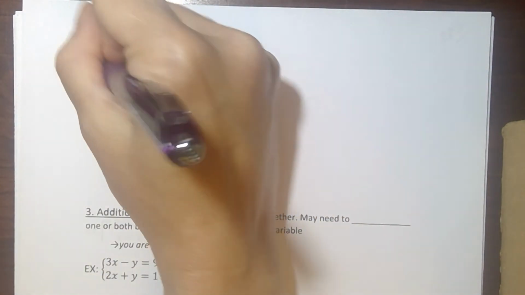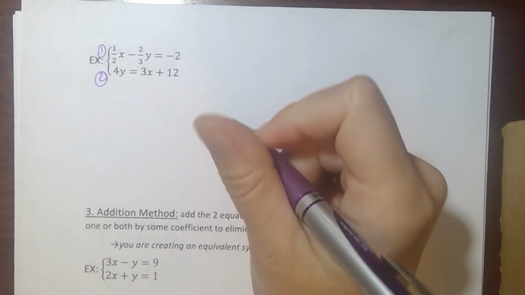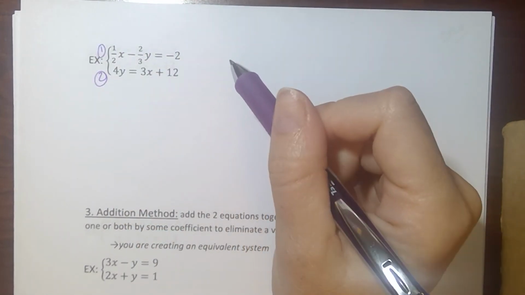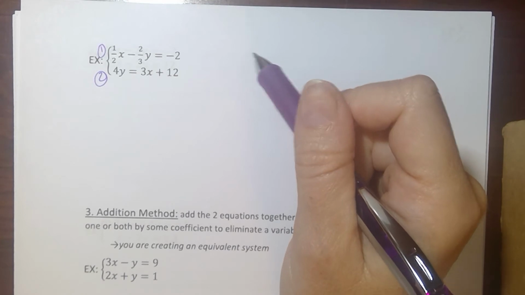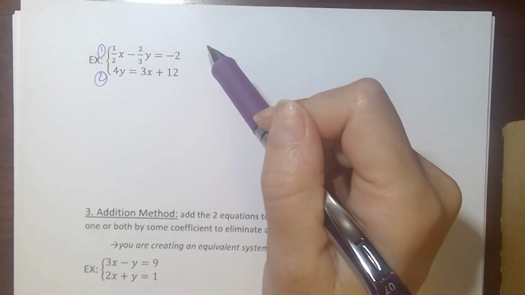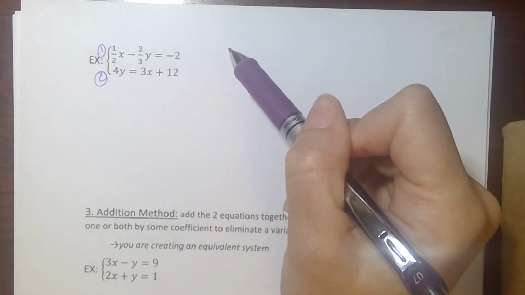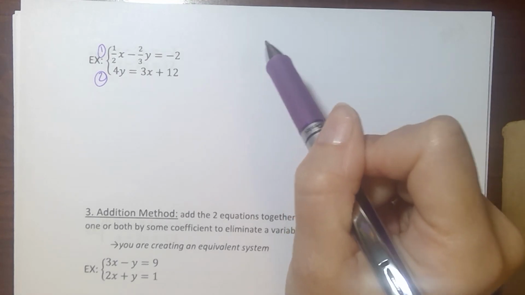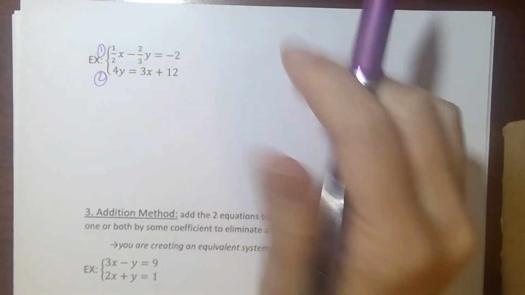I've got equation 1 and equation 2. Now I'm just going to tell you straight up that I would not solve this using substitution. I would start with addition. I'd clear out some fractions and go with addition. But we're told to use the substitution method, so we're going to do that.